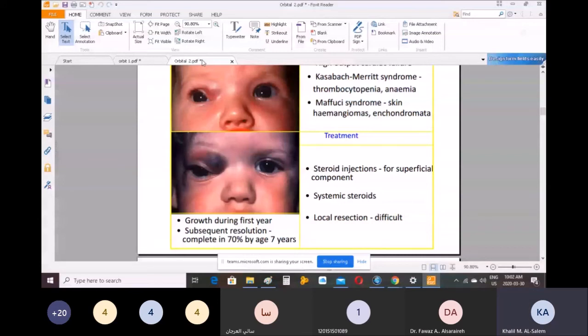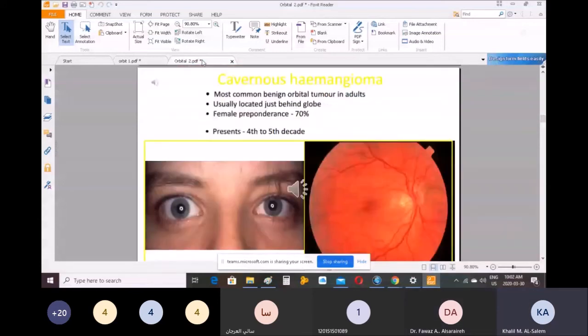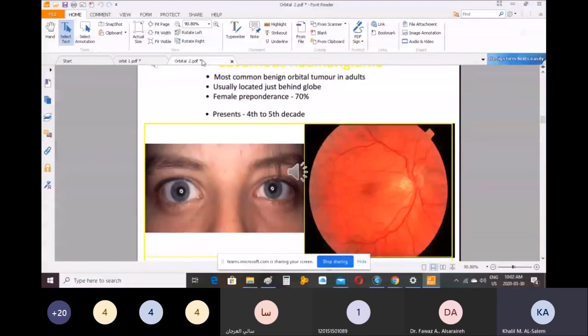Cavernous hemangiomas are benign lesions. They are usually unnoticeable until late. Usually they present in the third decade, fourth decade.